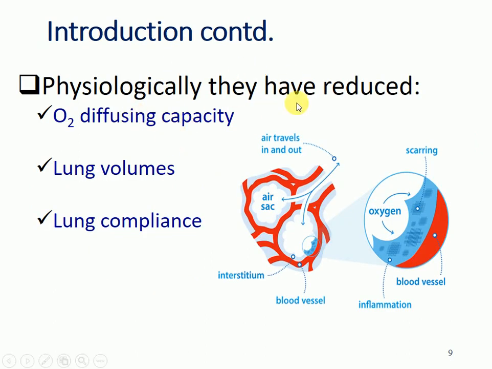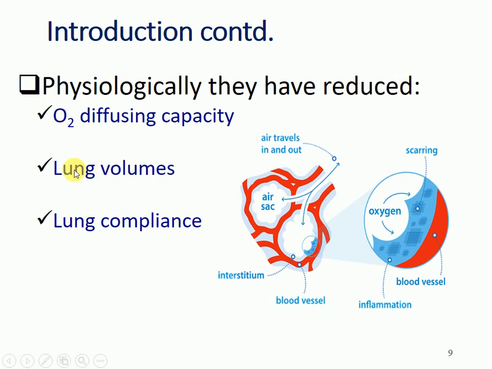Therefore, physiologically, these interstitial lung diseases are accompanied by reduced oxygen diffusing capacity. As we have discussed, these are the pulmonary vessels, and this is the interstitium part, and we know that oxygen tends to diffuse from the air sacs into the bloodstream in order to change deoxygenated blood into oxygenated blood. So what happens if someone has fibrosis or scarring? The blood vessels are here. Oxygen will fail to diffuse from the air sacs into the blood vessels due to the thickening of the interstitial part, which will restrict the diffusion of oxygen into the blood vessels.